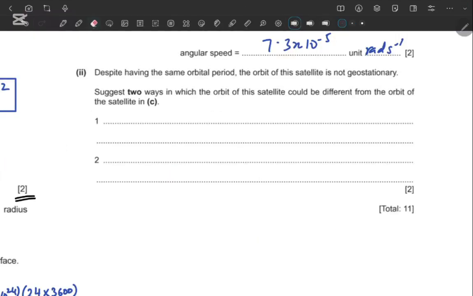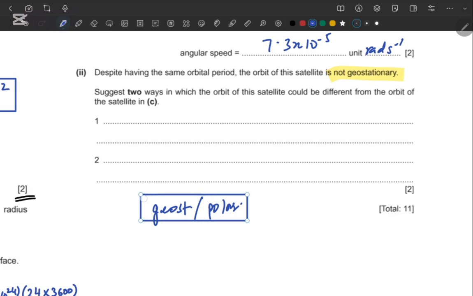Okay, now despite having the same orbital period, the orbit of this satellite is not geostationary. So it's very important that before you answer this question, you understand the difference between geostationary orbit and a polar orbit. I recommend revising that topic before you answer this question.